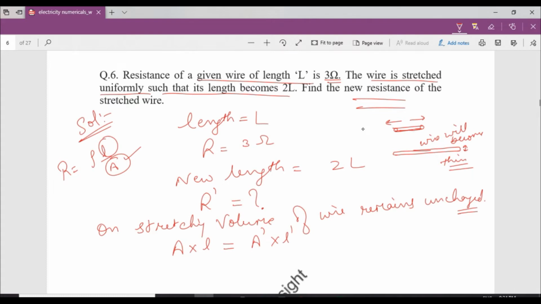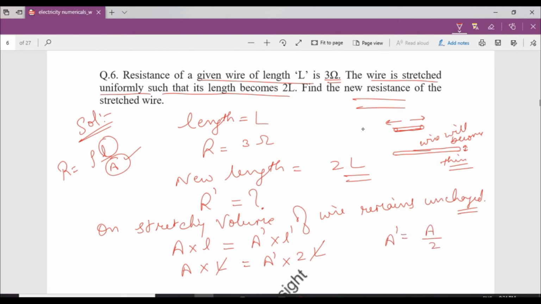So what is the old area? We represent it with A. What is the old length? That is L. Now what is the new area? We need to evaluate. And what is the new length? That is 2L. Clearly see, L cancels with this L. So the new area will come out to be A by 2. Area will become half.